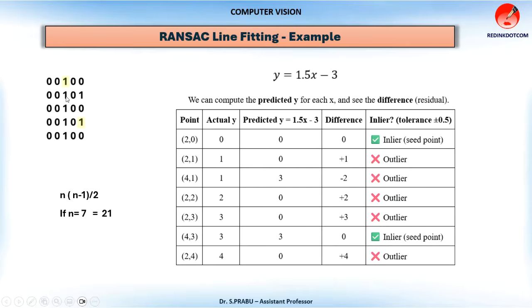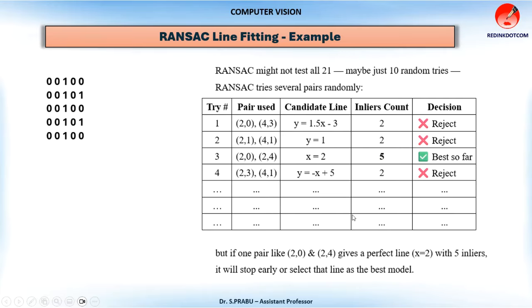In the next iteration, the next points may be this and this, or this and this. So up to 21 times this process can be iterated. The total number of inliers can be tabulated here. For this starting point and end point, we get 2 inliers. For this starting point and this end point, we get 5 inliers. In this way, all the 21 combinations of 2 points can be listed here, and the total inlier count can be listed here, from which the peak value can be identified.